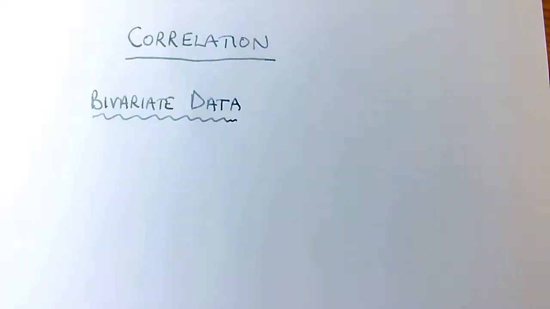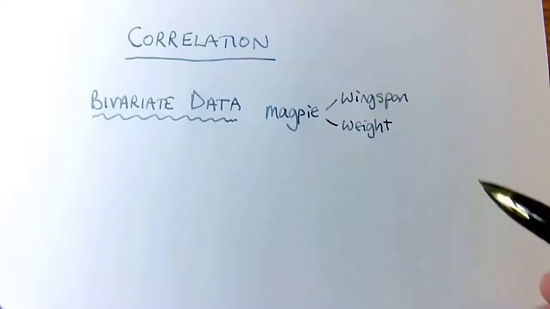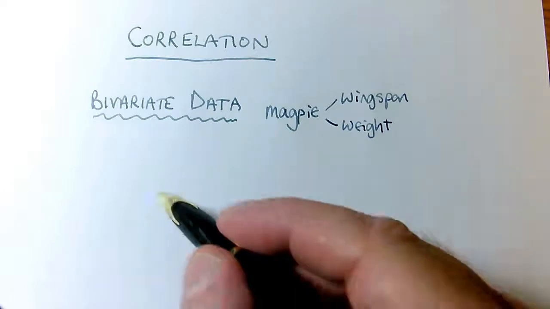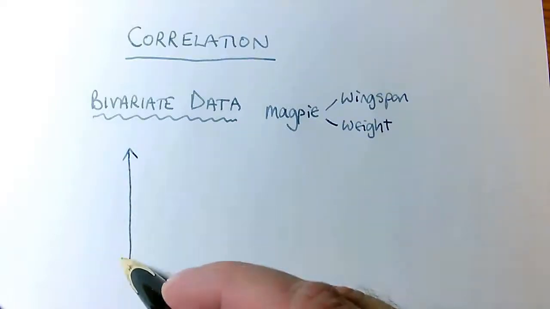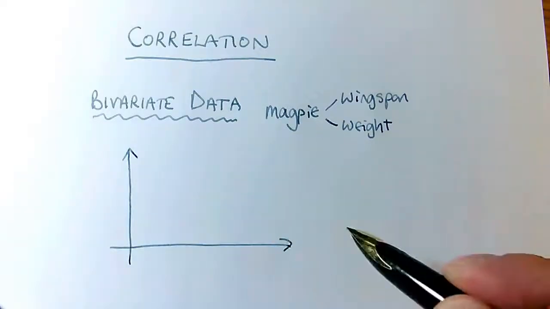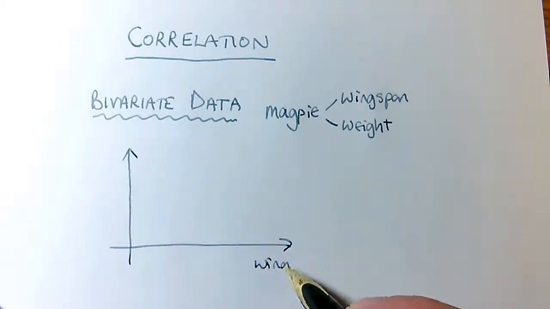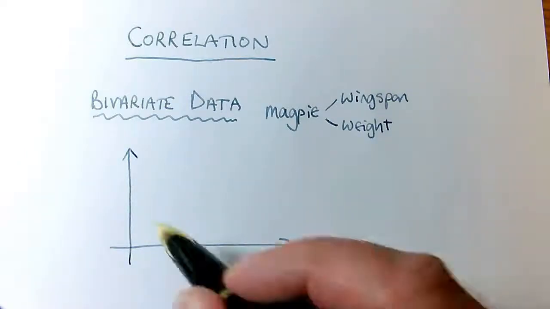And bivariate data means that for each individual in the population, it might be a magpie, or at least each magpie that's in my sample, I record more than one item. In fact, two. That's what the bi means in bivariate. There are two measurements we take of each magpie. So maybe its wingspan and its weight. And I could then plot both of these things on the same graph. So I might have wingspan on one axis and weight on the other.